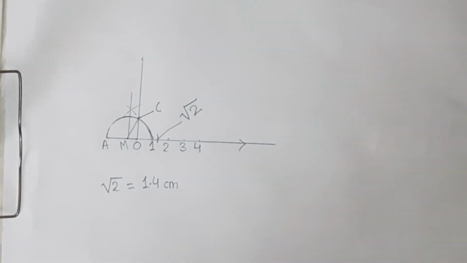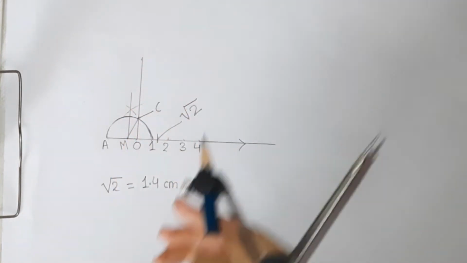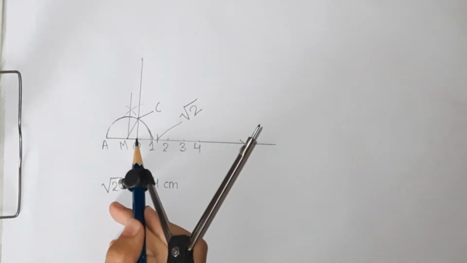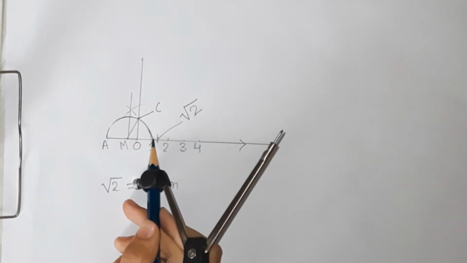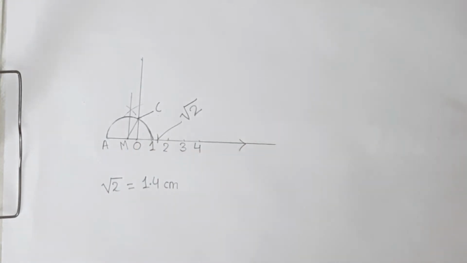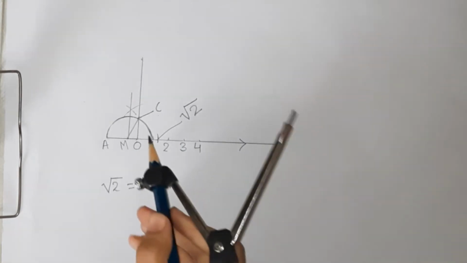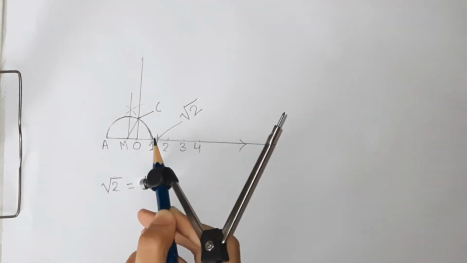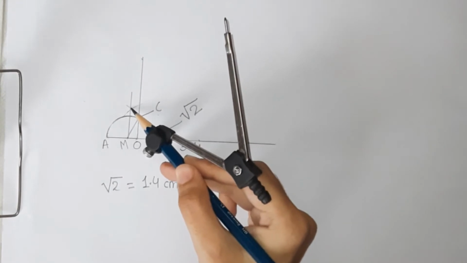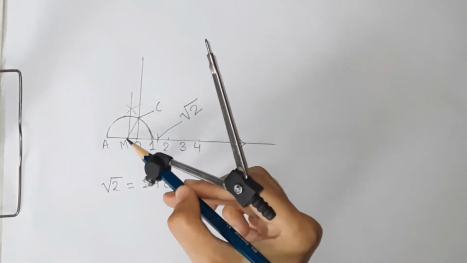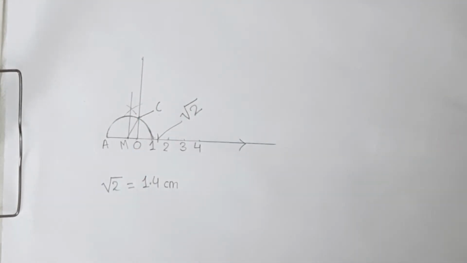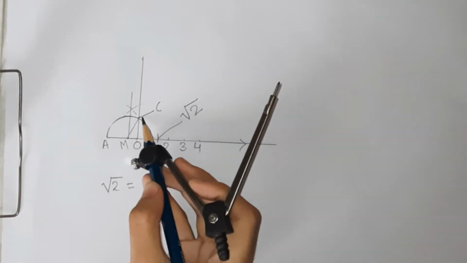So let's recall all the steps. Here it is asked to locate root 2, so we will first take 2 centimeter distance and then further on we will calculate 1 centimeter distance on the number line. Then we will find the midpoint of this A to 1. So the midpoint is here. We will make a straight line. In the next step, we will draw perpendicular to this 0, which will be here.